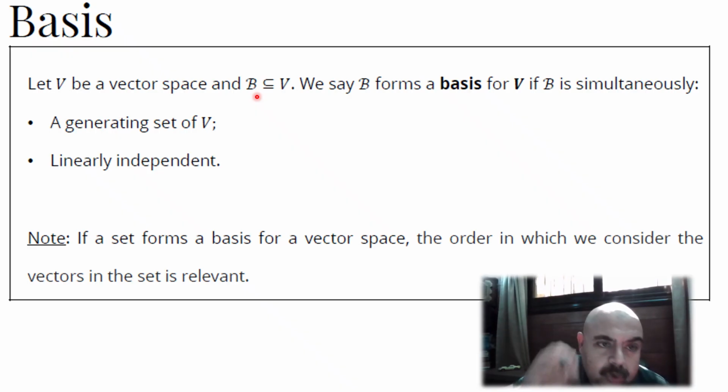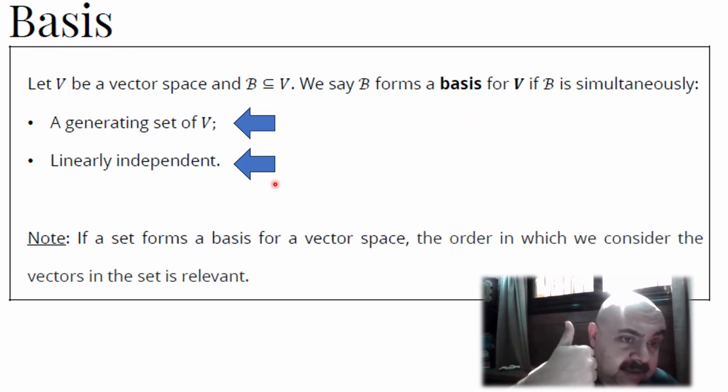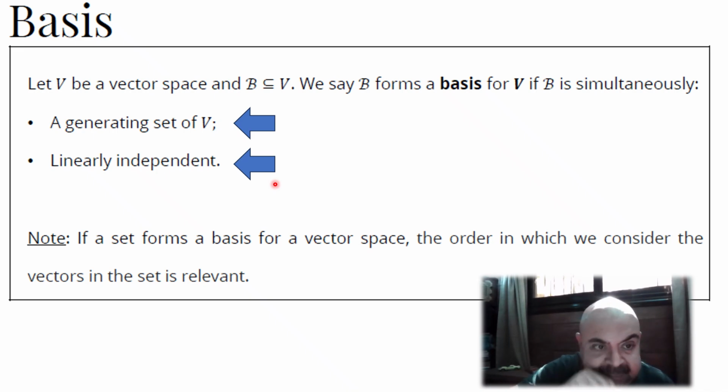Number one, it is a generating set of V. Number two, it is linearly independent. Those are the two main conditions that we should have in order to have a basis for a certain vector space. The generating set can generate all the vectors in the space, and the set is linearly independent.